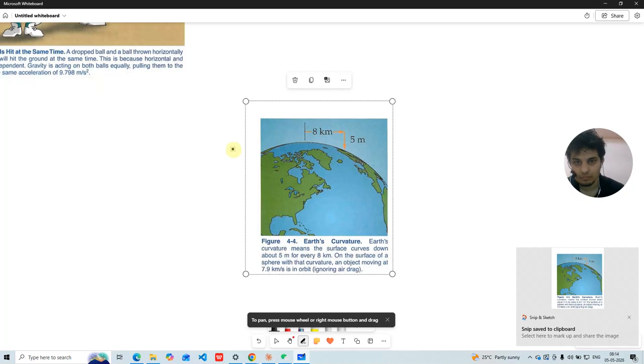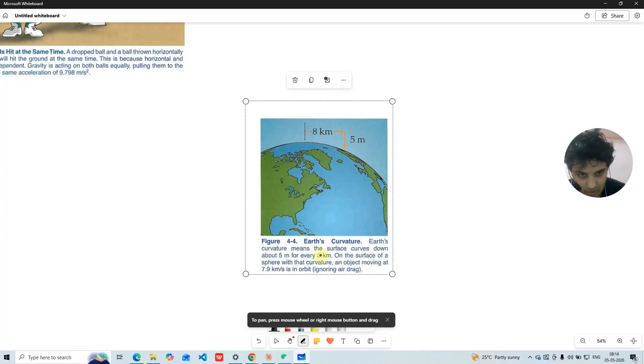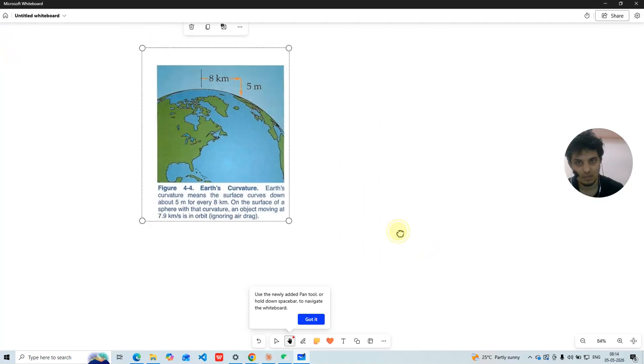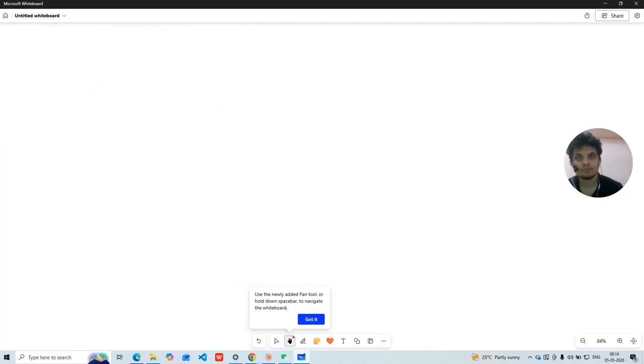Earth's curvature means the surface curves down about 5 meters for every 8 kilometers. So if I go horizontally 8 kilometers, it means from my previous position I've actually dipped 5 meters. As we all know, Earth is not a flat plane, it's spherical. Earth's spherical shape causes the surface to drop 5 meters vertically for every 8 kilometers horizontally, as shown in the figure.